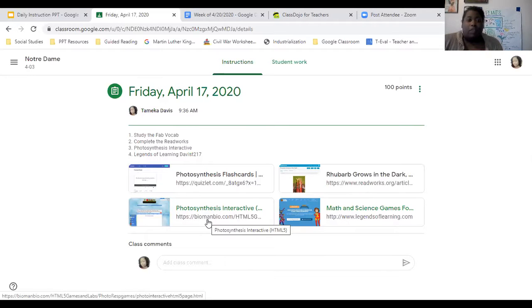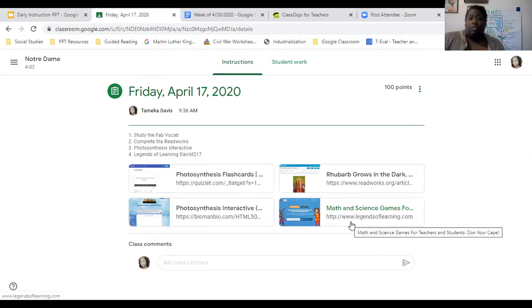All right, after you finish the photosynthesis interactive, I want you to go to the Legends of Learning. There is actual photosynthesis, and it'll walk you through. You'll have to plant the seed. You'll have to give the seed everything it needs in order to grow. And then you'll have to help the seed go through photosynthesis so that it can make its own plant food. And there are 3 other games in that playlist as well.